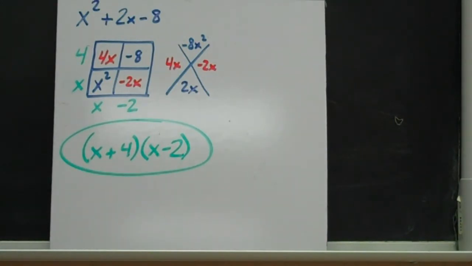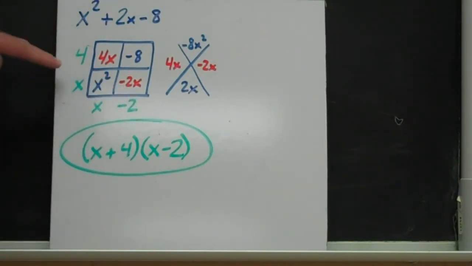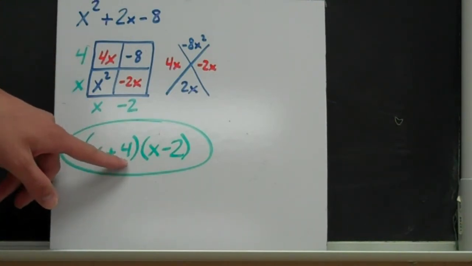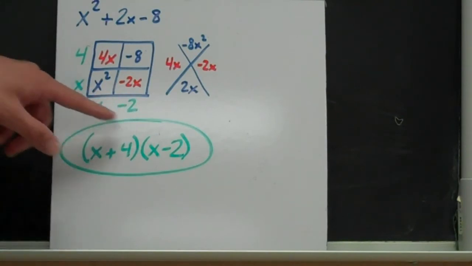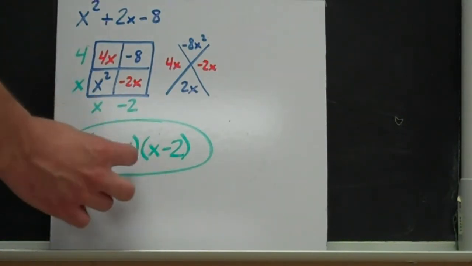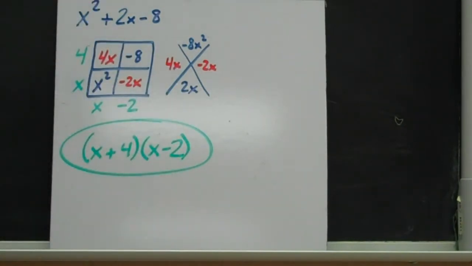We just need to rewrite what we have on the outside. You can think of this as an area. If we're finding the area of the whole rectangle, we need to multiply the base times the height. Our height is x and a positive 4. Our base is x and a negative 2. So we take the height, x plus 4, times the base, x minus 2, and that is factored form. That is our answer.